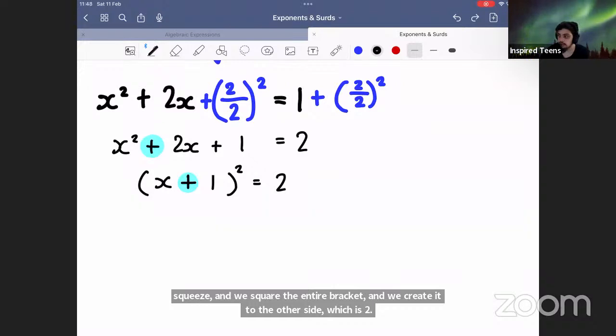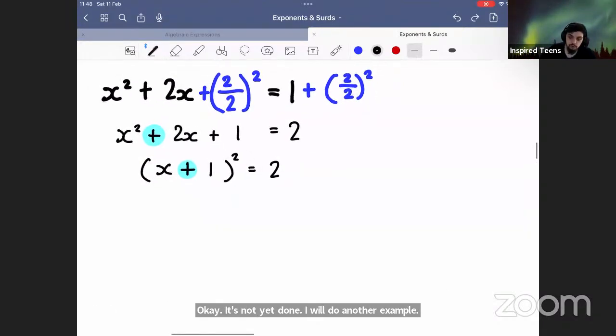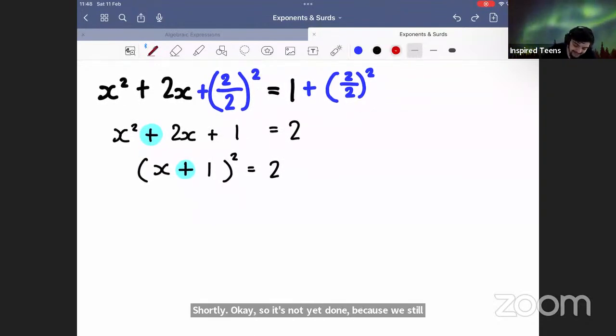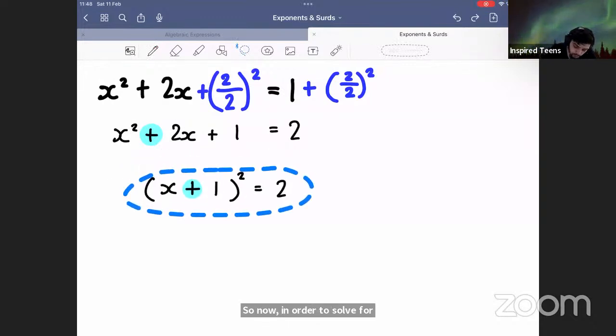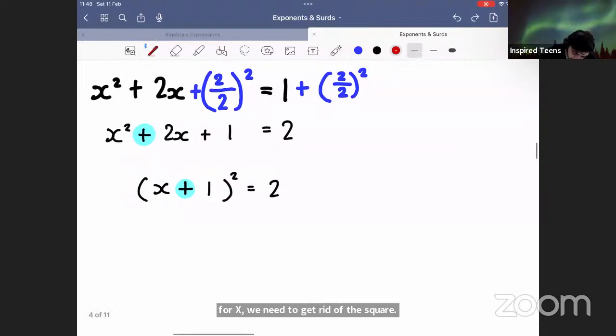It's not yet done. I will do another example shortly. It's not yet done because we still need to solve for x. So in order to solve for x, the next step is to square root both sides, because how are we going to solve for x? We need to get rid of the square. So we're going to square root both sides.